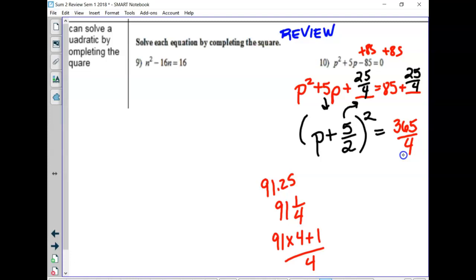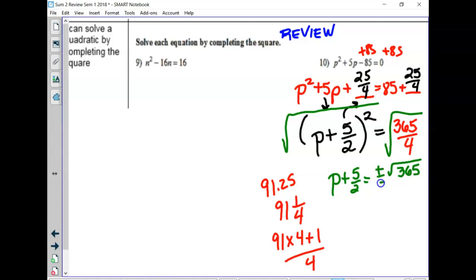Yes, you could definitely get a common denominator and add them, is what Martin's asking. Yep, but somehow you got to come up with an exact fraction. What's the next step to solving this, guys? Square root. So we get p plus 5 halves equals plus or minus the square root of 365. Nobody would have forgot the plus or minus, right? What happens in the denominator, though? The square root of 4 just becomes 2.